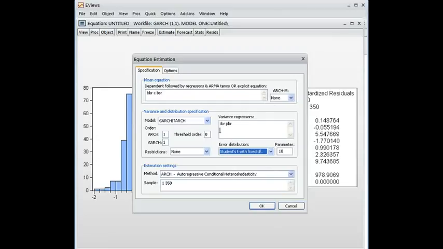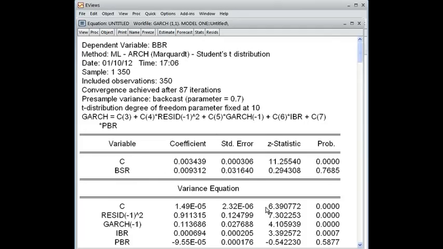Okay, and other things remain unchanged. Then I press OK. So this is the outcome, the Student's t distribution, and I check whether all the assumptions are fulfilled or not. First, I check whether this model has serial correlation or not.